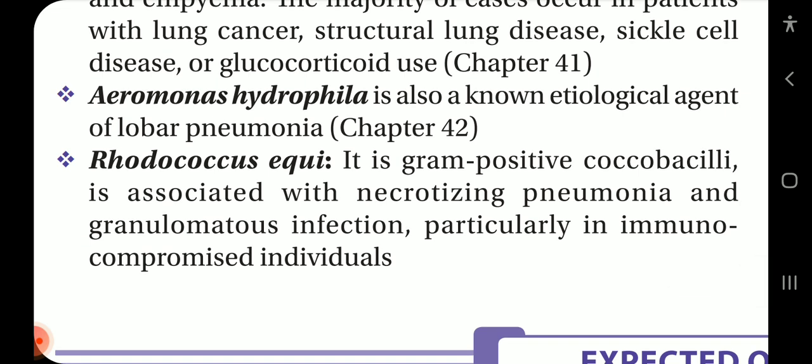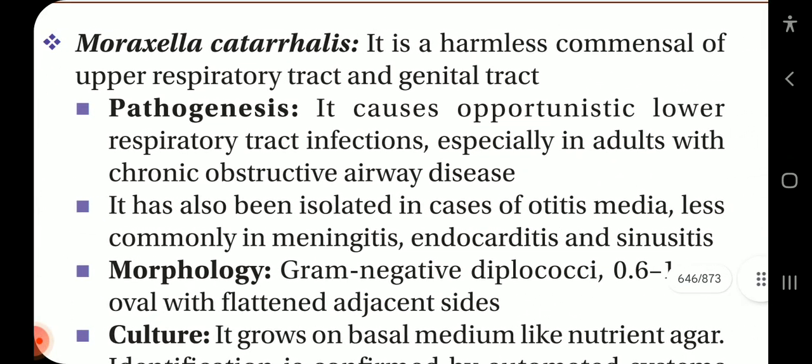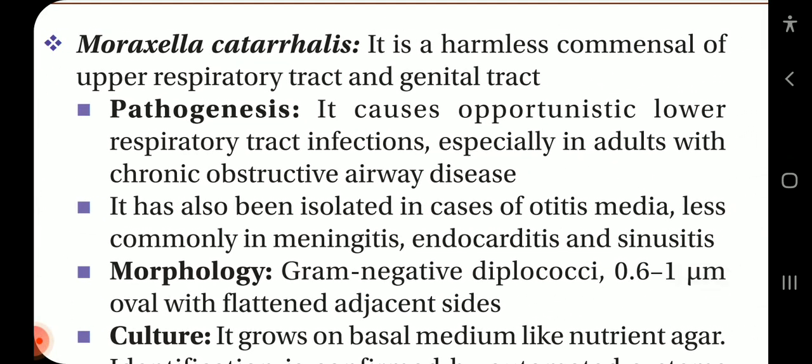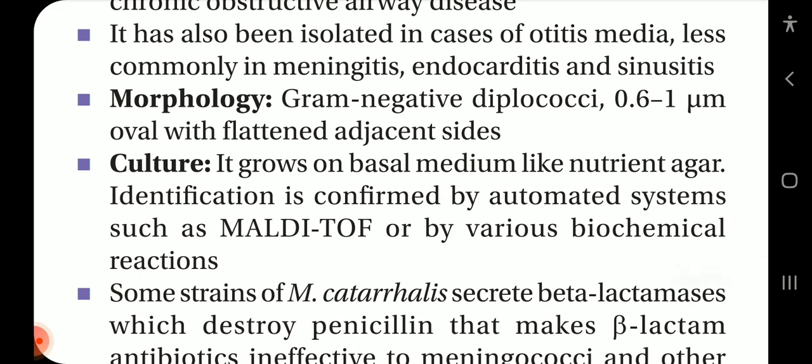Aeromonas hydrophila is also a known etiological agent of lobar pneumonia. Rhodococcus equi is a gram-positive coccobacillus associated with necrotizing pneumonia and granulomatous infection, particularly in immunocompromised individuals. Moraxella catarrhalis is a harmless commensal of the upper respiratory tract and genital tract. Pathogenesis: it causes opportunistic lower respiratory tract infection, especially in adults with chronic obstructive airway disease. It has also been isolated in cases of otitis media, and less commonly in meningitis, endocarditis, and sinusitis.